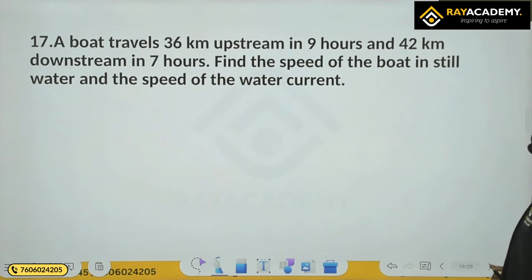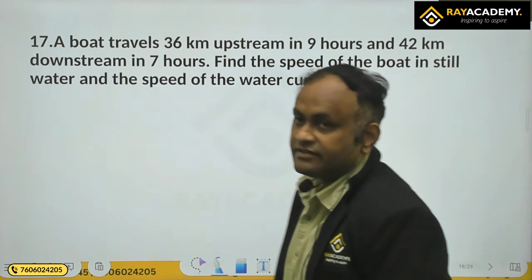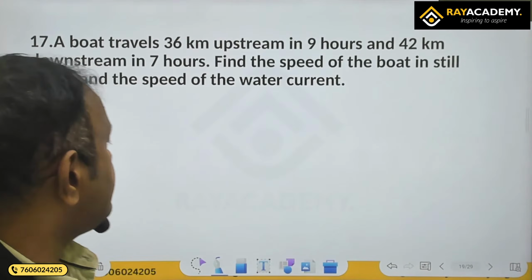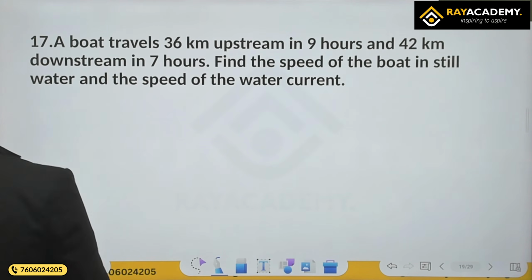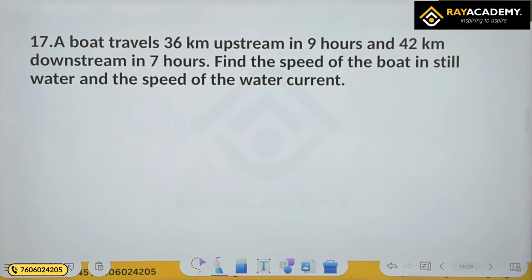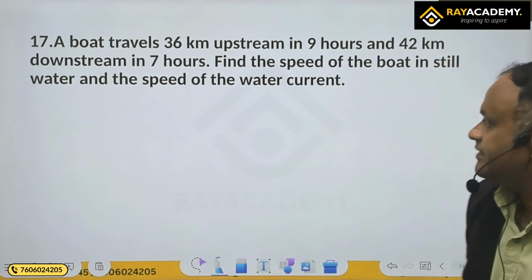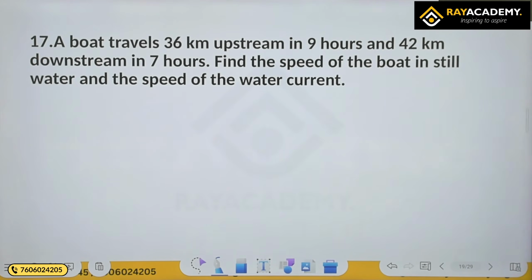So this we have done. Next, there are a few more questions about arithmetic. This is a question about boat and stream. What is given here? A boat travels 36 km upstream in 9 hours and 42 km downstream in 7 hours. Find the speed of the boat in still water and the speed of the water current.